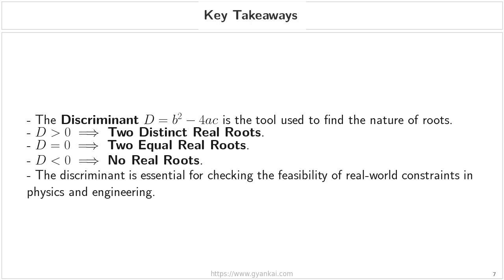Finally, keep in mind that this isn't just an abstract classroom exercise. The discriminant is an essential concept used in the real world, particularly in fields like physics and engineering, to check the feasibility of constraints, helping professionals determine if a design or a physical scenario is even mathematically possible before they begin construction. All right, we have reached the end of our lesson, so let's bring everything together with our key takeaways. That concludes our summary.